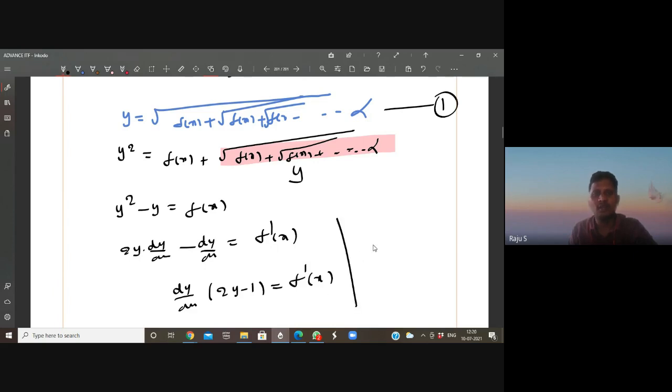But we require only dy by dx. So dy by dx is equal to, cross multiplying, f dash of x by (2y minus 1). That's all.